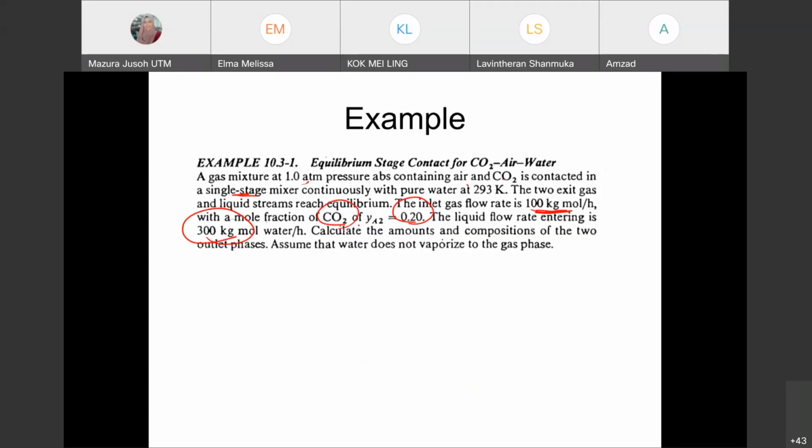Okay, so calculate the amounts and compositions. You need to know the amounts and compositions. Amounts is flow rate. Why do we call it flow rate? Because it's per hour. If it's only kilomole, no, per hour is not flow rate. So in here, it's asking you to calculate the amounts and compositions of the two outlet phases. Assume that water does not vaporize to the gas phase. So that means you will not lose any water component into the gas phase.